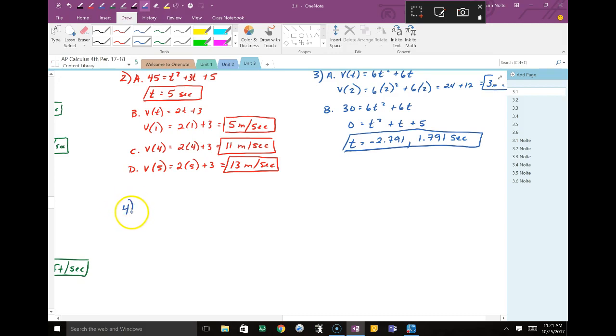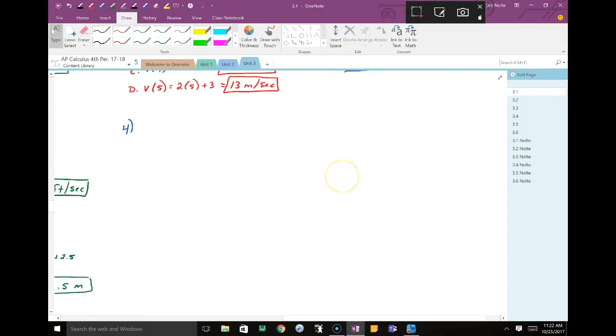Four. Ooh, I like these graphics. The graph at the right shows the position function of a car. They like cars. Answer these questions and explain your answer. What was the car's initial position?